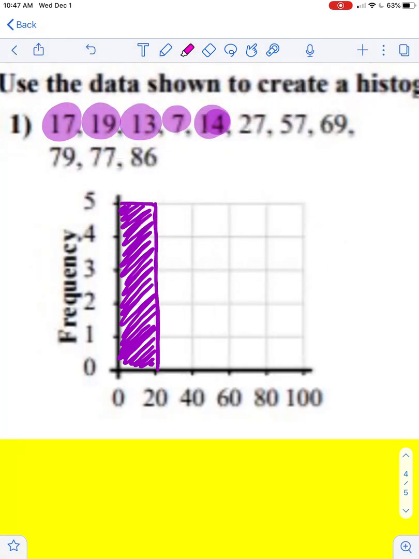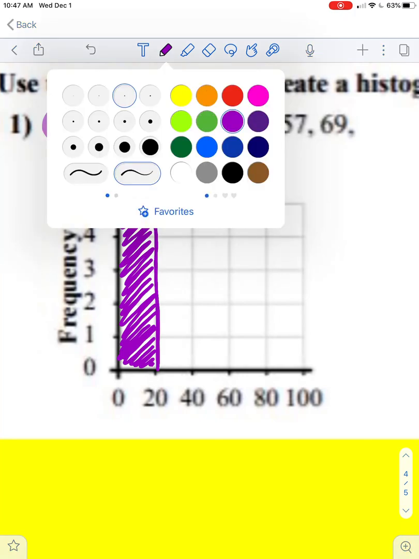So the next thing I'm going to be looking at is any number between 20 and 40. And I just have 1 right here at 27.